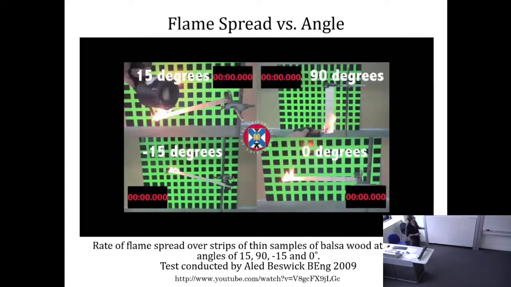90 degrees, right? So that's why you don't hold the match like this. You hold the match like this. So which one, and what about the other ones? Which of these 3 is going to be fastest? Flat, gently downwards, gently upwards. Which one is the fastest of the 3? Which one? 15 degrees, yeah, this one. And of these 2, which one is the slowest? So this one is the slowest. Why is this one slower than this one?